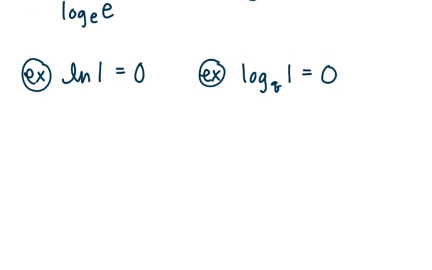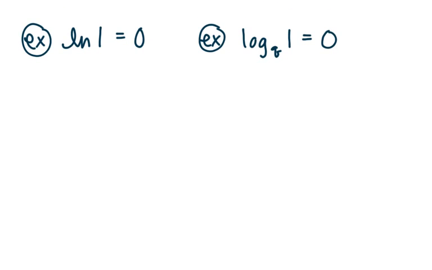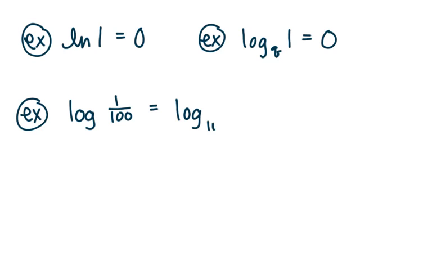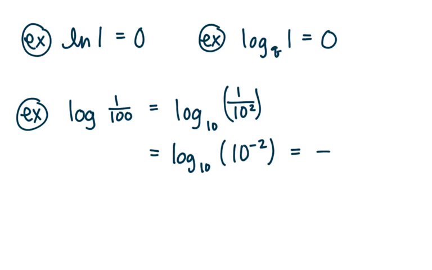Let's see, just a few more of these. How about the log of 1 over 100? Now remember, that's base 10. That's like saying log base 10 of 1 over 10 squared, or log base 10 of 10 to the negative 2. So my output here is negative 2.